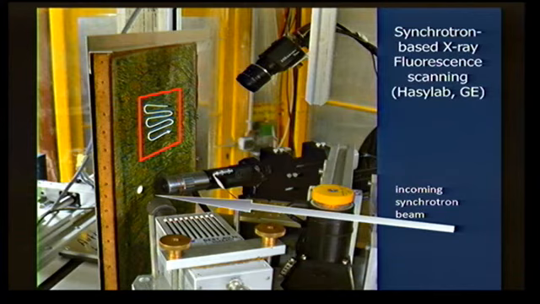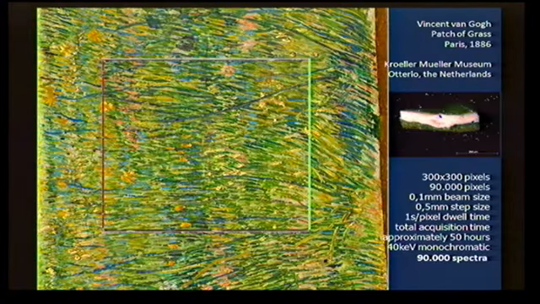So they brought this painting to Hasylab, which is another synchrotron radiation facility, and they scanned the painting in order to understand the different pigments, the different layers of pigments. The beam here was raster scanned, and these are the results. This is the area that was scanned, about 15 to 17 square centimeters. It took about 2 days to do this experiment.